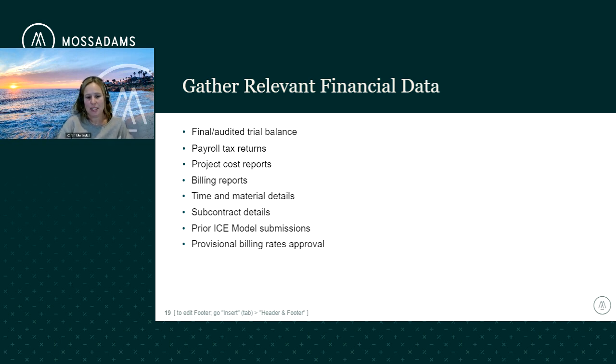I also like to see any provisional billing rate approval documentation from DCA, because when DCA receives this, they're going to compare it to your last year's ICE model and your provisional rates. It's good to know if there are big variances, to see if there's a data issue or maybe there's a reason why, and to have that prepared. So this is not an overall comprehensive list, but a good list of things that you'll need when you prepare that ICE model.